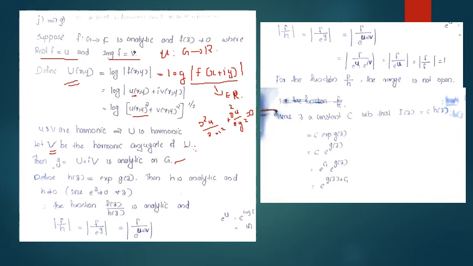Therefore, f of z divided by h of z. Since h is not equal to 0, f of z by h of z is well defined and it is analytic. F analytic and h analytic and therefore this is also an analytic function, and mod f by h can be written as mod f by e raised to g. h can be replaced by exponential of g, and g is written as u plus iv. So f by h can be written as f by e raised to u into e raised to iv.